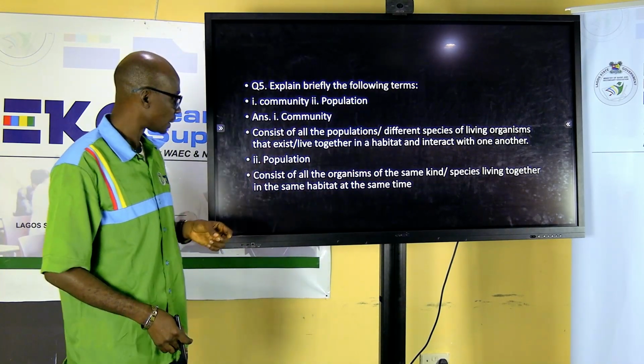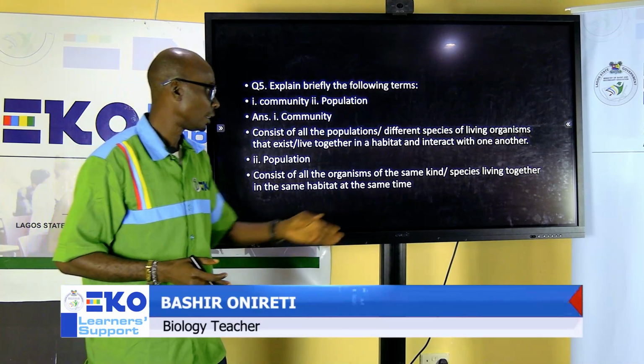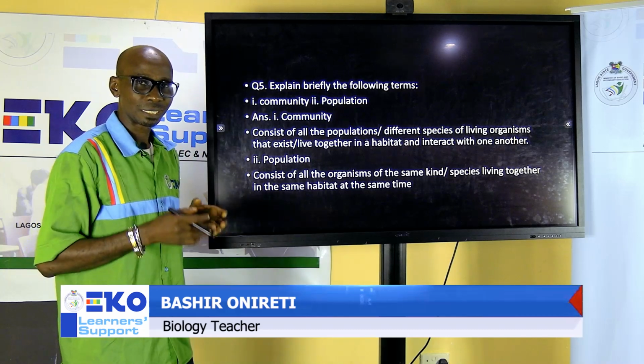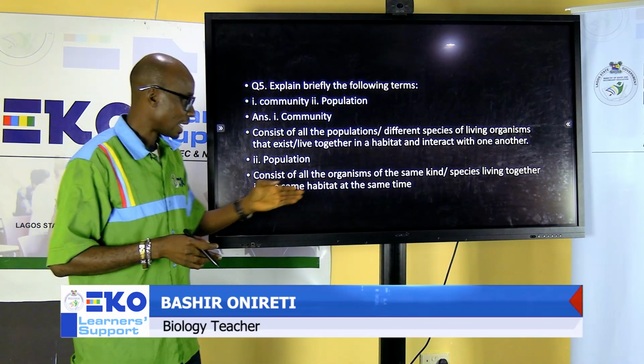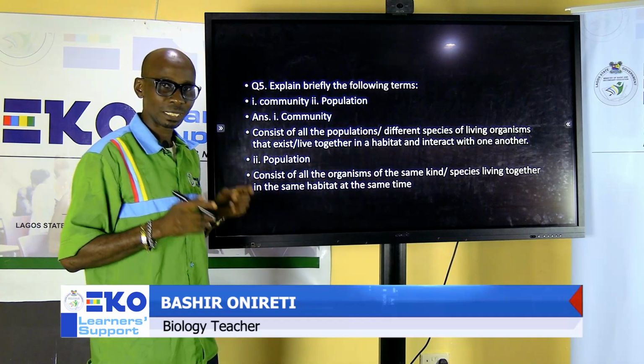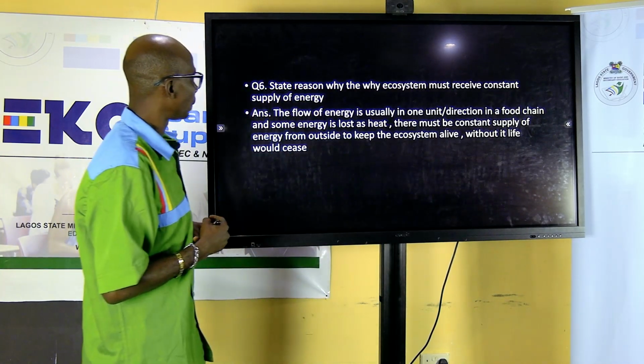Because we speak different languages, we are different species, but because we are interacting together, we form a community. The next one is population. Population consists of organisms of the same species, or the same kind. If you cannot write species very well, you can write kind. They live together in the same habitat at the same time. The time is very important when you are defining population.